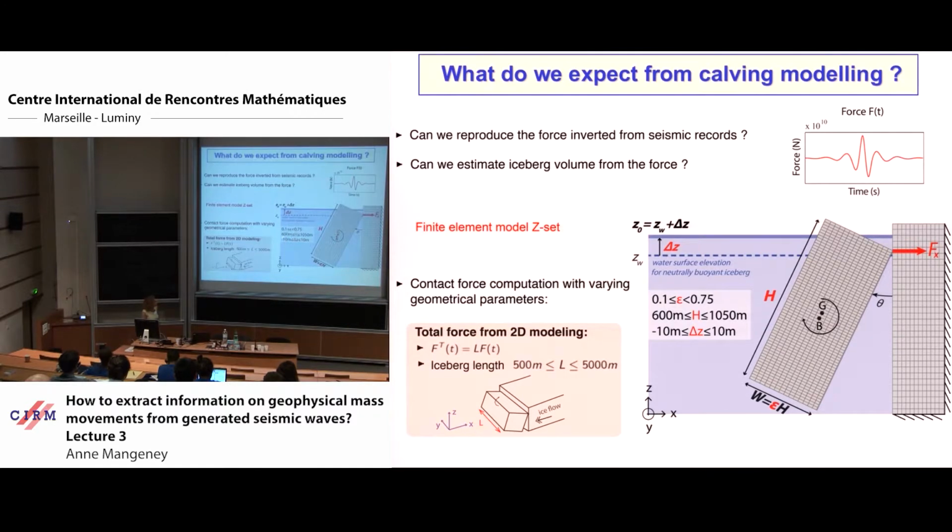And so typical dimensions of the iceberg are 600 meters height to 1 kilometer high. The aspect ratio, which is the width divided by the height, is between 0.1 and 0.75. Because if you have a square iceberg, it will not rotate. You can test it at home. For something to rotate, it has to be thin enough, because it is stable if it is very wide.